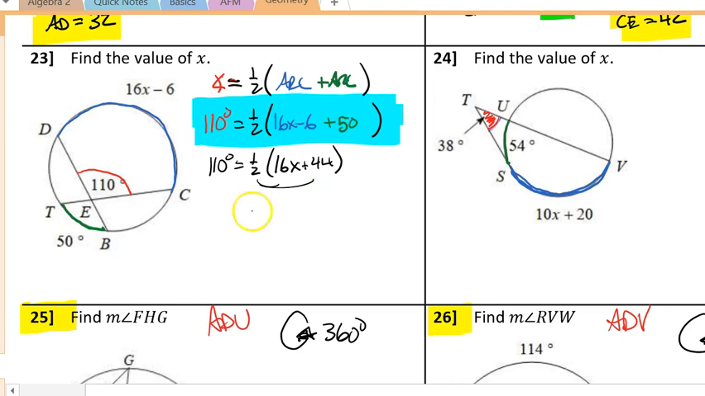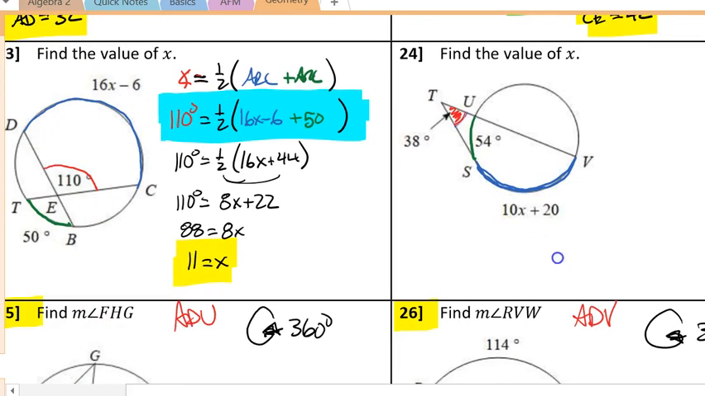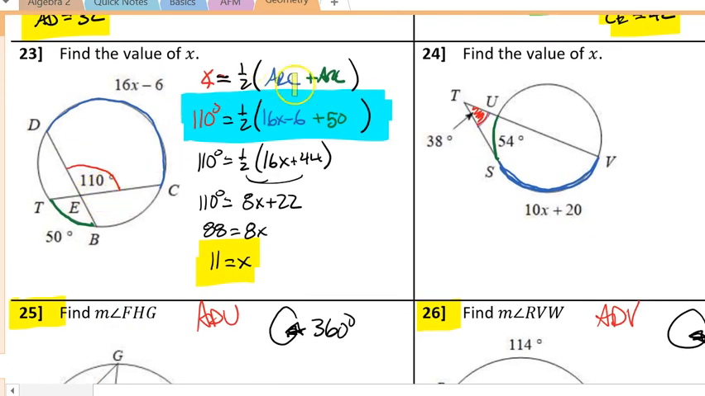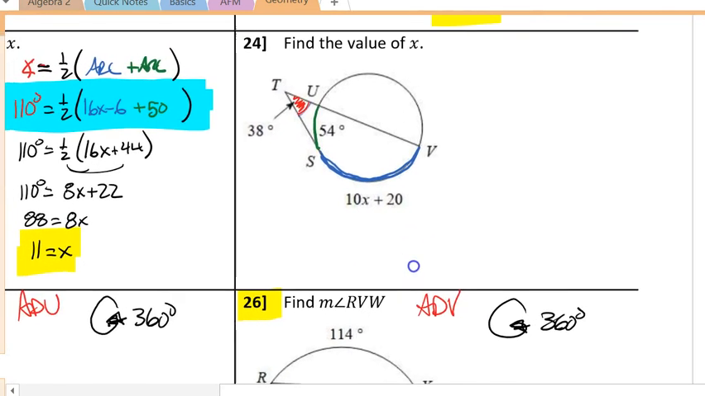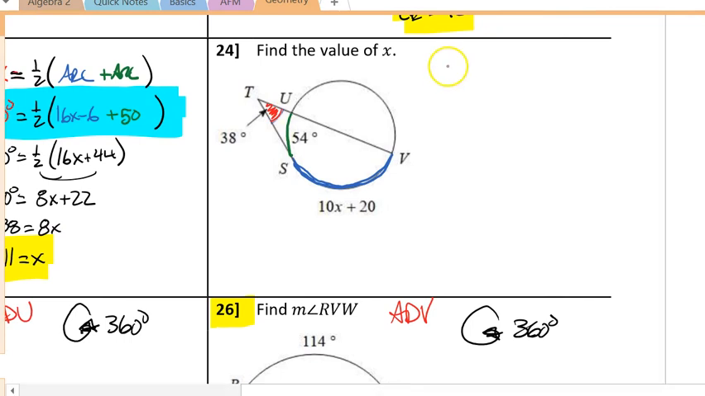I'll distribute the half now. 110 is equal to 8x plus 22. So we would go ahead and subtract 22 from both sides, giving me 88 is equal to 8x. Dividing both sides by 8 gives me 11 is equal to x. Okay, compared to question number 24, in 23 we're inside the circle, so we added our arc measures. Question 24, we are going back to subtracting the arc measures.